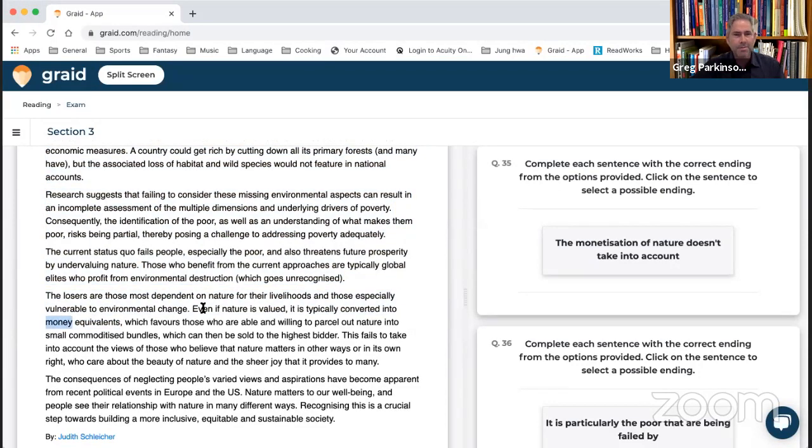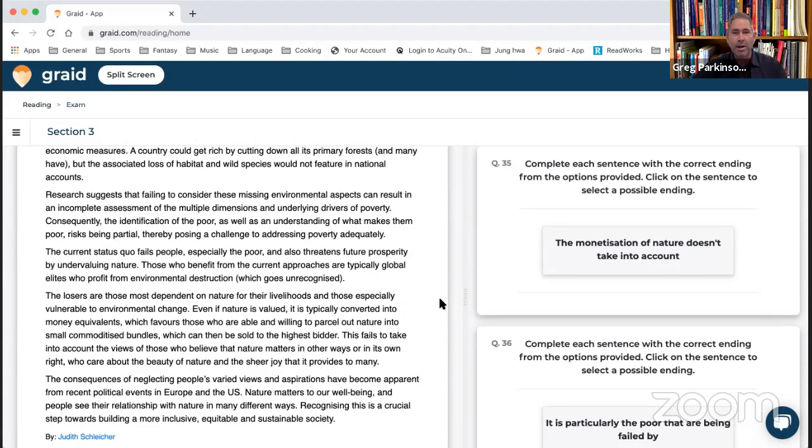So again, all I do is I just read that whole sentence. So even if nature is valued, it is typically converted into money equivalents, right? So when we change something into money equivalents, that means it's monetized, right? And this favors those who are able and willing to parcel out nature into small commoditized bundles, which can then be sold to the highest bidder. So, it seems like it's not telling us anything about what monetization takes into account or doesn't take into account.